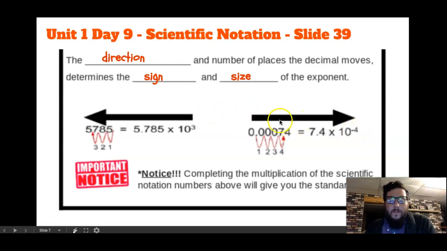We can talk about moving left and right, but I think what's more useful is thinking about the size of these numbers. 5,785 is a huge number, so we have a positive exponent. 0.00074 is a tiny number, so we have a negative exponent. And notice here, you can complete the multiplication of this scientific notation number, and it will give you the standard form. So your calculator is your best friend here. If you type in 7.4 times 10 to the power of negative 4, you're going to get this number. If you type in this scientific notation, you'll get that number.